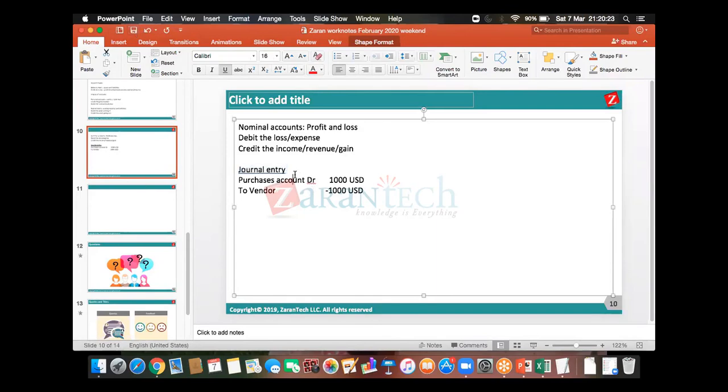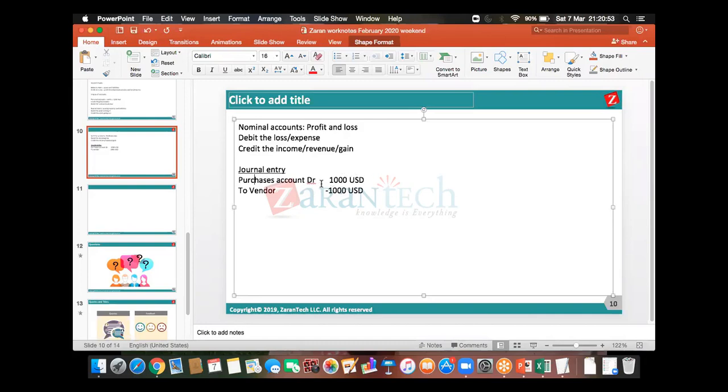So how to write the accounting entry when you're making the purchases from the vendor? The purchases account is a nominal account. Why is it said to be a nominal account? Because purchases is an expense. Expense or loss, it has to be debited. So debit should be the very first line item. So purchases account, DR means debit. How much amount? 1000.